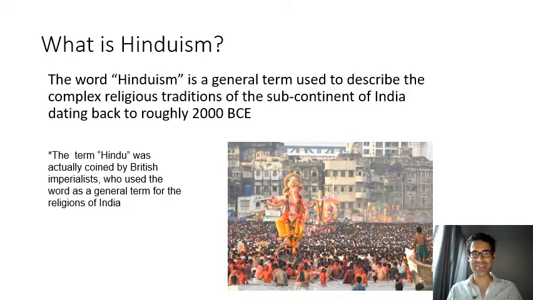Rather, it is an umbrella term that is used to basically describe all of the different various religious traditions of the subcontinent of India. And interestingly, the term Hindu was actually coined by British imperialists who used the word as a general term for the religions of India. So in other words, before the British arrived, there was actually no such thing as the word Hindu. All that existed were just a collection of different religious traditions in the area.